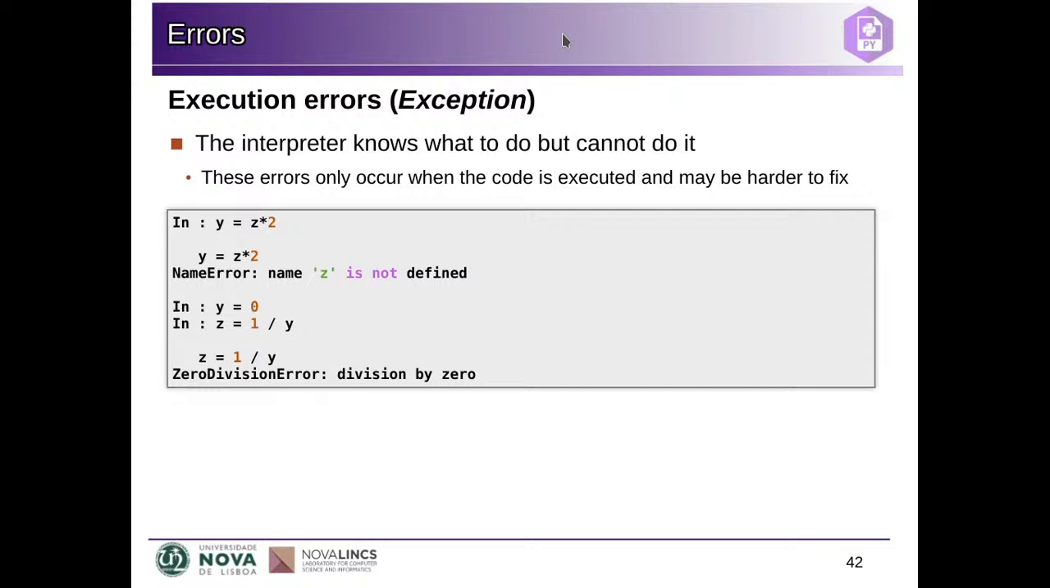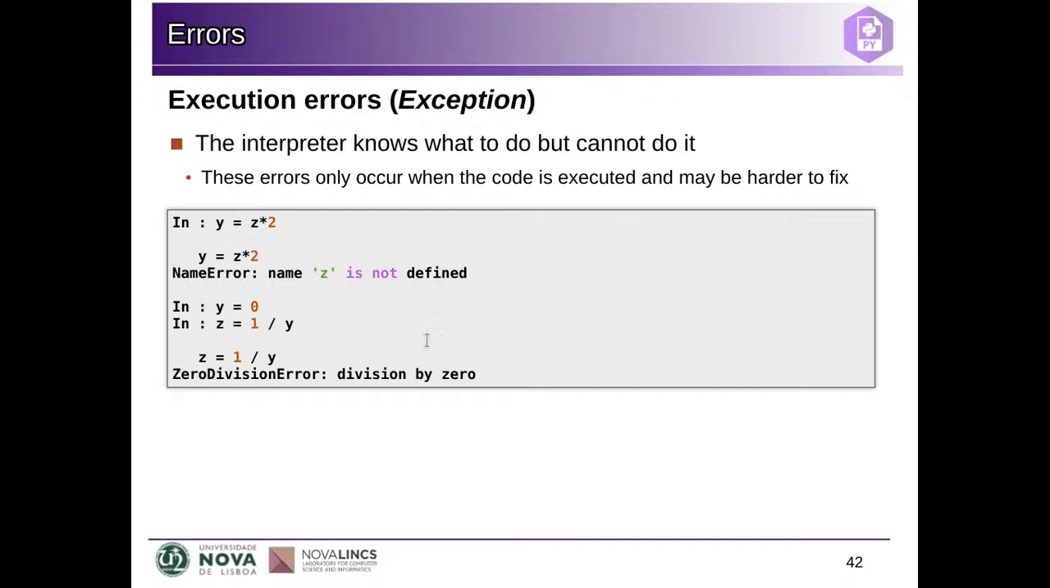Execution errors are a bit trickier because the interpreter understands what you want. For example, y equals z raised to the power of 2, but cannot do it. In this case, if z is not defined, it's not possible to compute the square of z. Or, for example, we are trying to divide by 0, and this will result in an exception. So all these errors in the execution are exceptions that the interpreter raises, and they tell you that something went wrong and your code stopped.